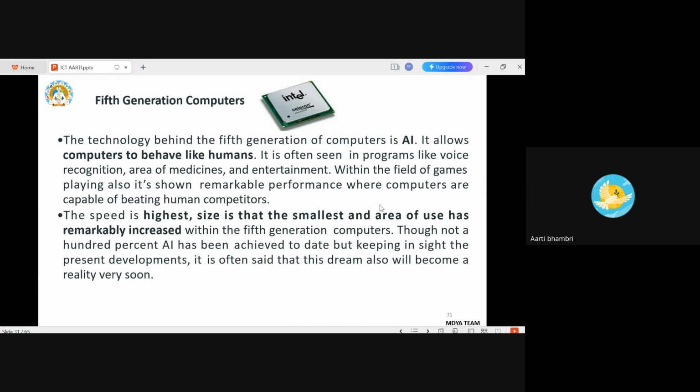Coming to the next point, within the field of game playing it has also shown remarkable performance, where computers are capable of beating human competitors. PUBG is an example. So many incidents have happened due to that PUBG.